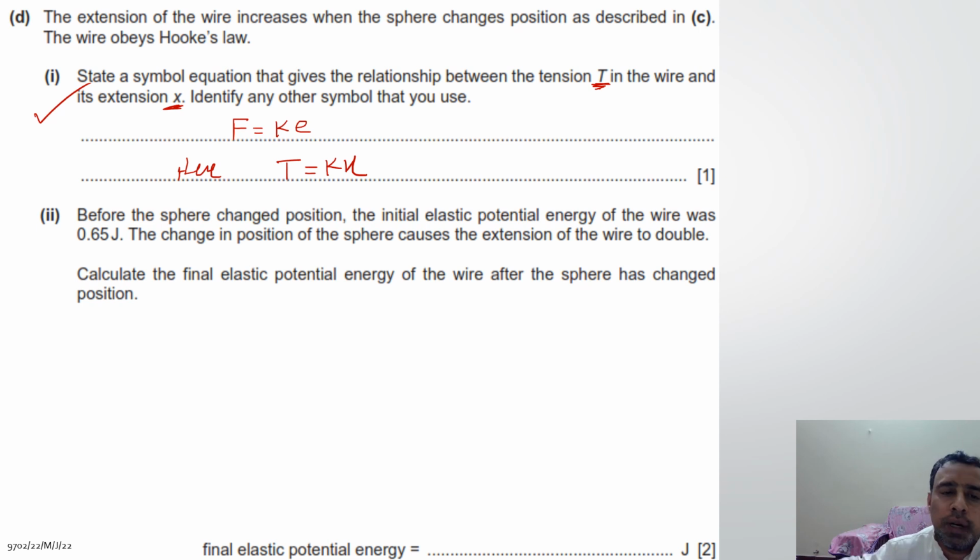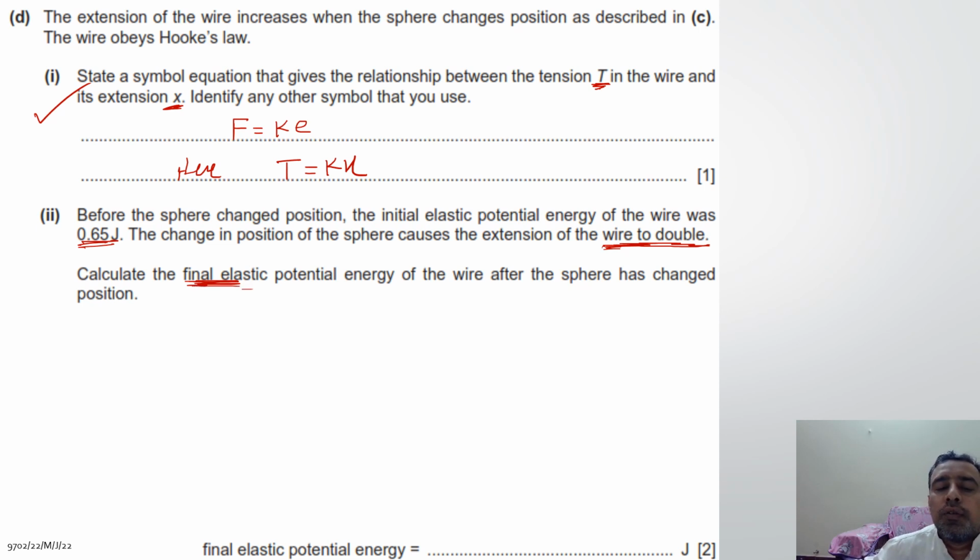For the second part, before the sphere changed position, the initial elastic potential energy was this one. This is the elastic potential energy. And after changing the position, the extension of the wire is double. Yes, the wire becomes lengthy. So its new length is double the initial length. Calculate the final elastic potential energy, meaning the elastic potential energy when the extension is double.